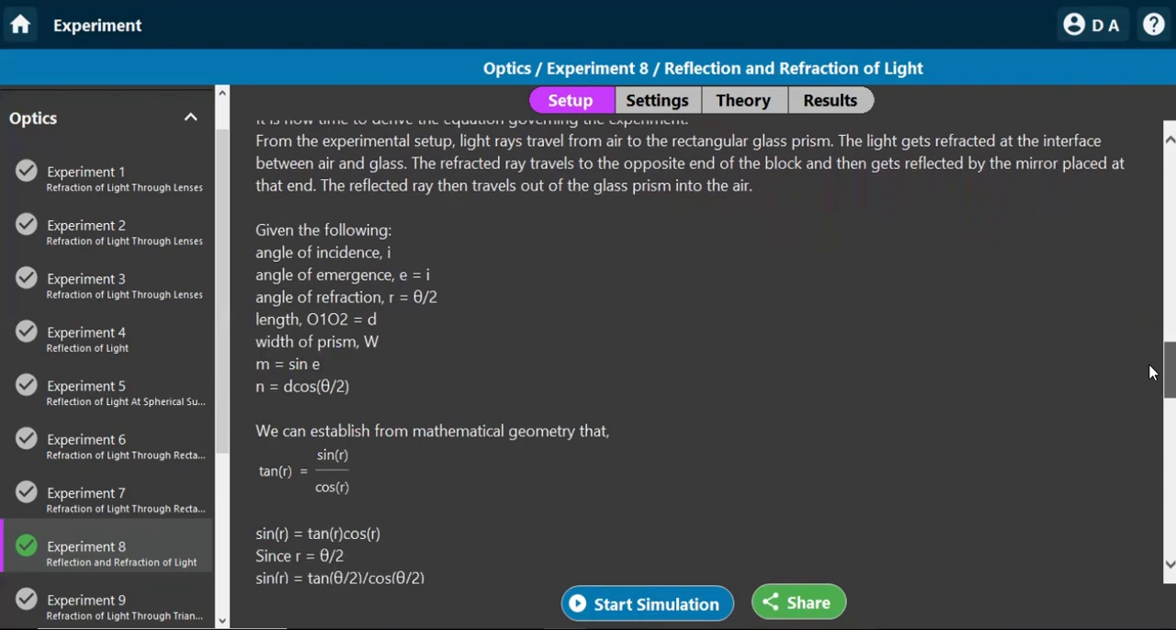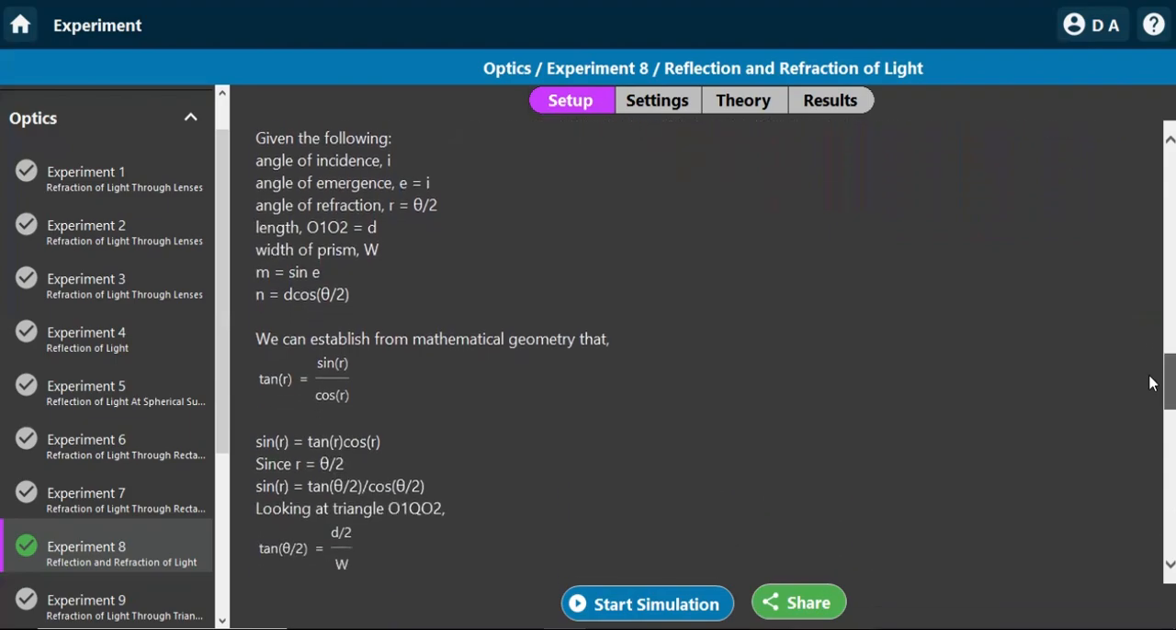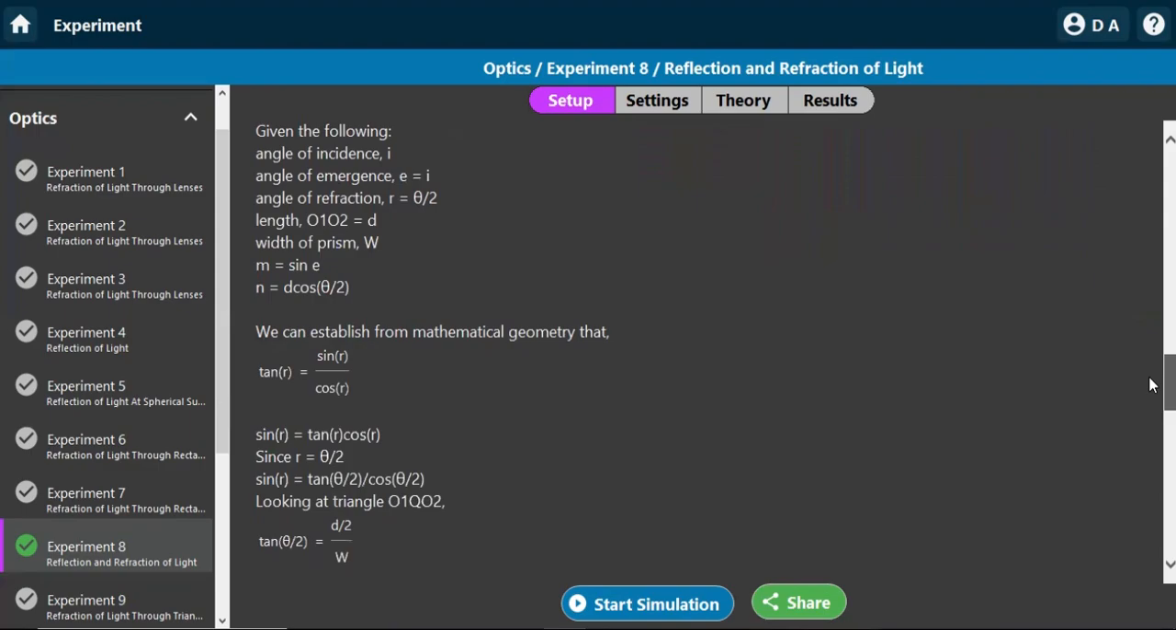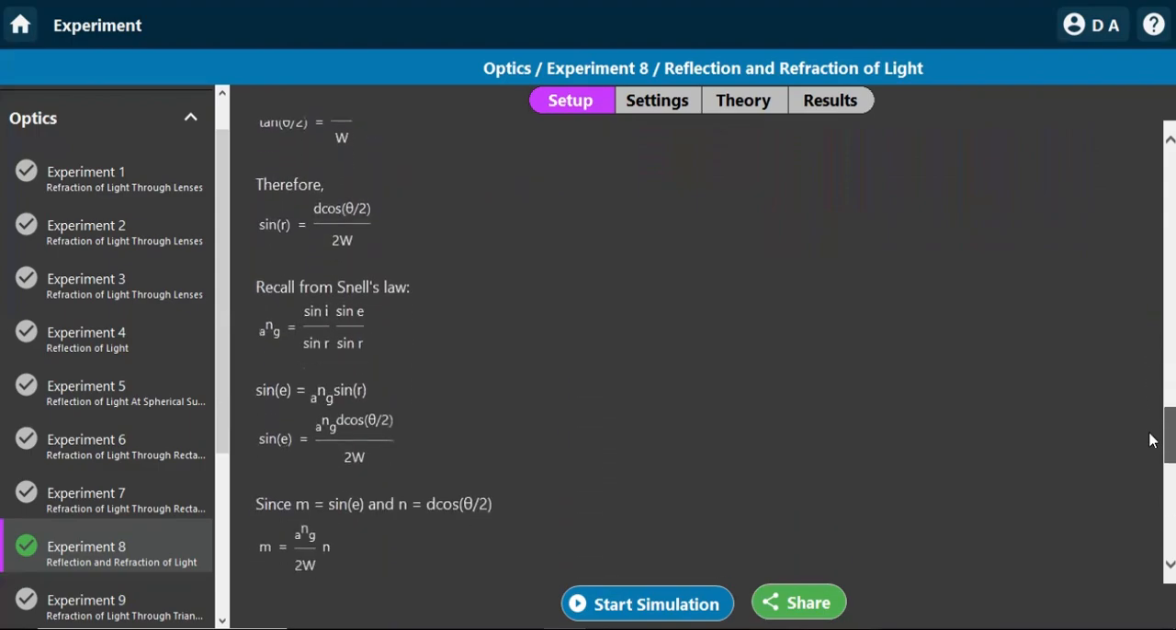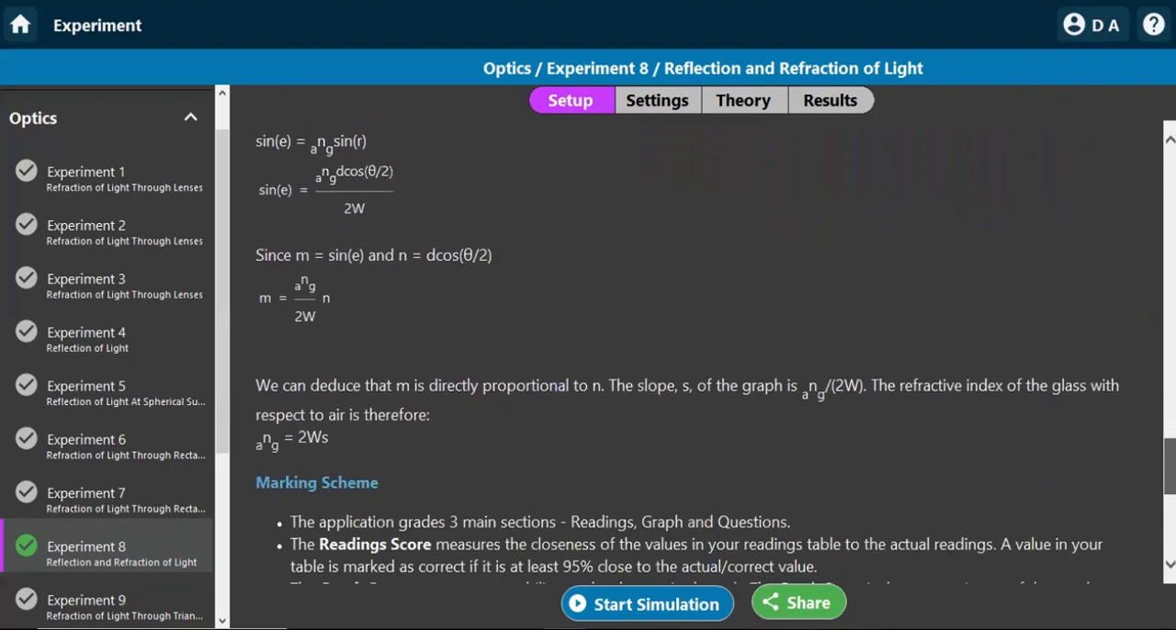The basic idea is around geometry and Snell's law and some principles around reflection. At the end of this derivation, the final formula is this, which is M as a function of N. M is equal to the refractive index from air to glass divided by 2 times the width of the glass, times N.